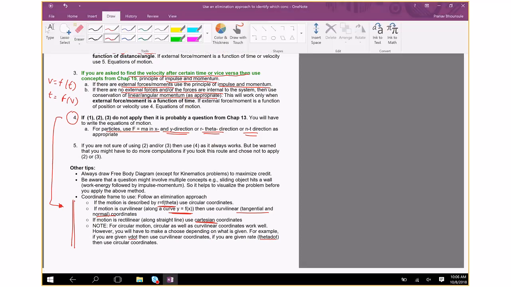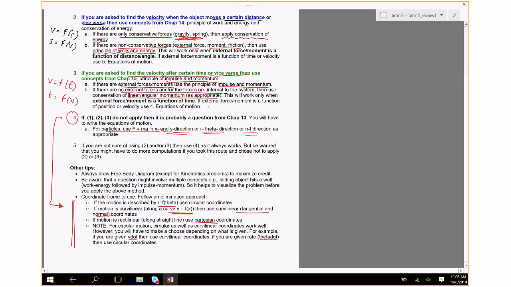Okay, there is an exception to the rule. You might be asked to find velocity after a certain time, but if the force is given as a function of displacement, then you cannot do that. This is the only exception.